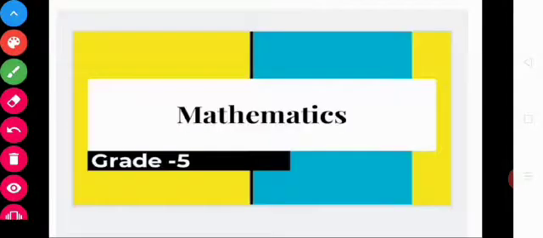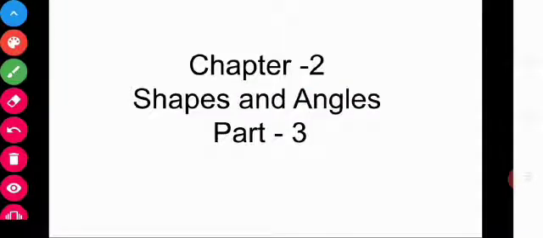Welcome to Math class, Grade 5, Chapter 2, Shapes and Angles, Part 3. In the last class, what did we see? Angles and classification of angles. Shall we recall once? What does angle mean?